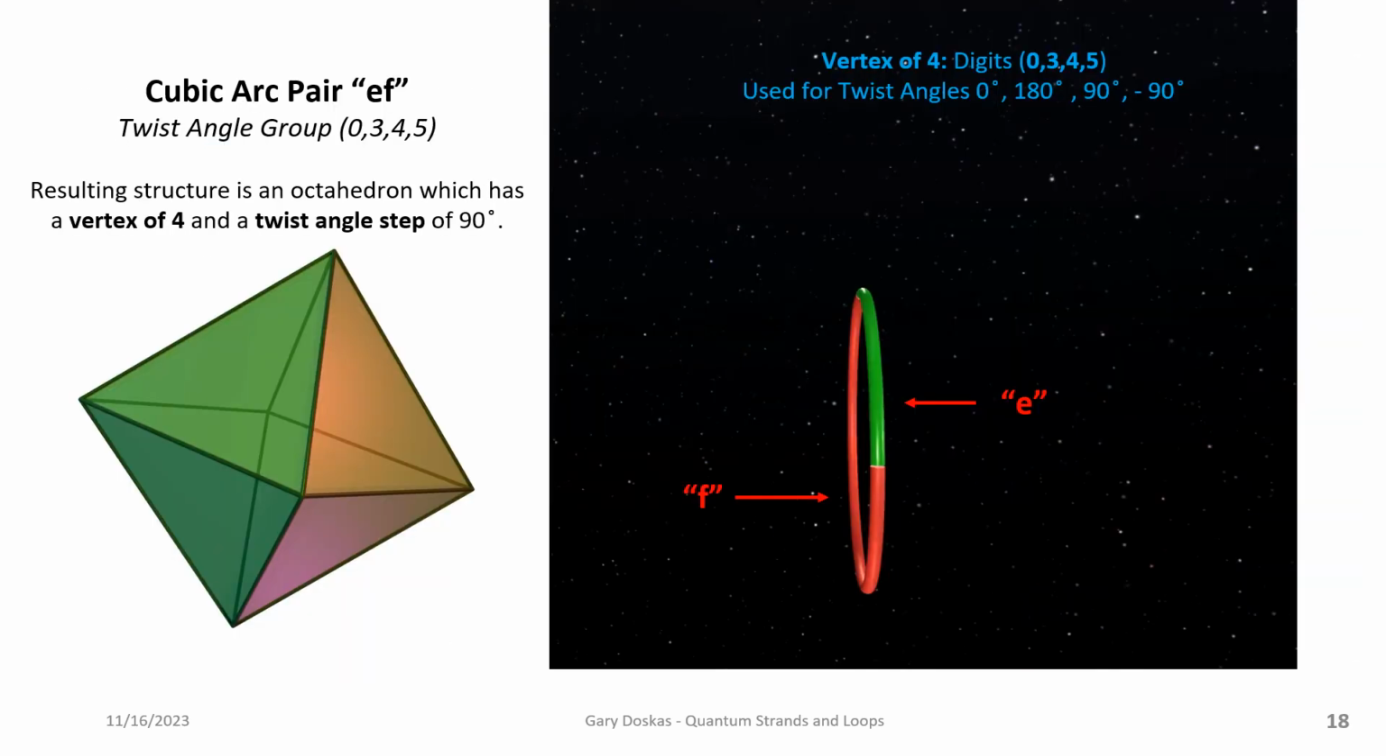This is the cubic arc pair EF with a twist angle group using digits 0, 3, 4, and 5. The resulting structure is an octahedron which has a vertex of 4 and a twist angle step of 90 degrees.